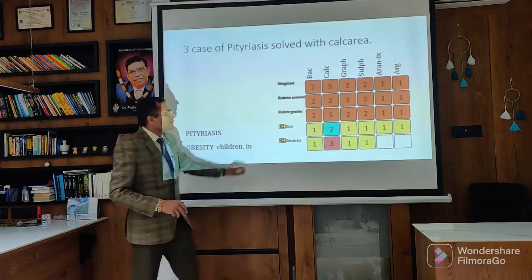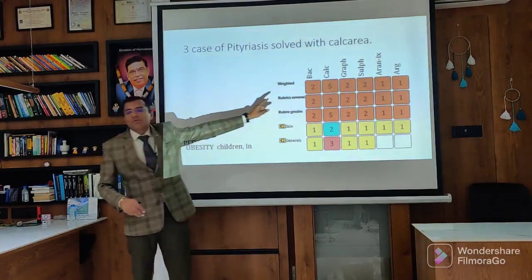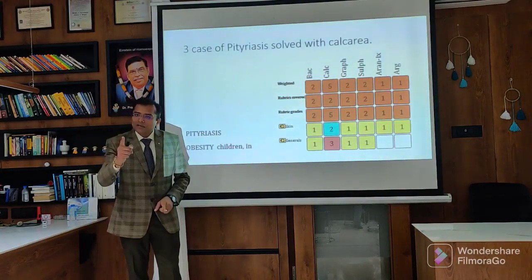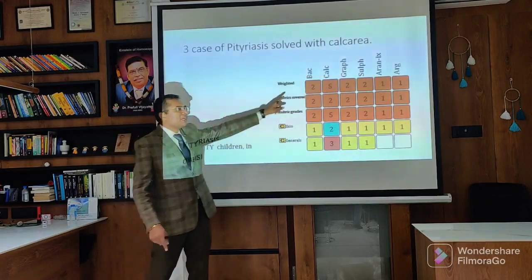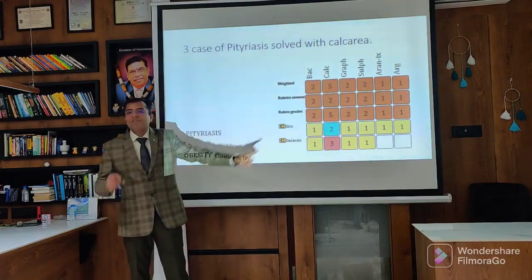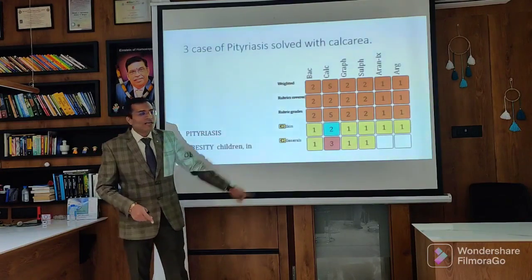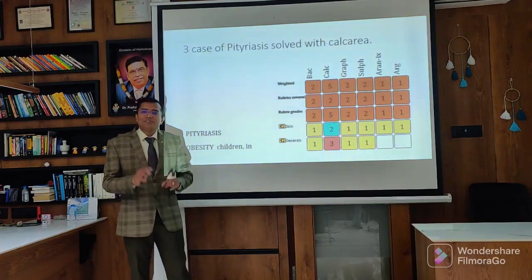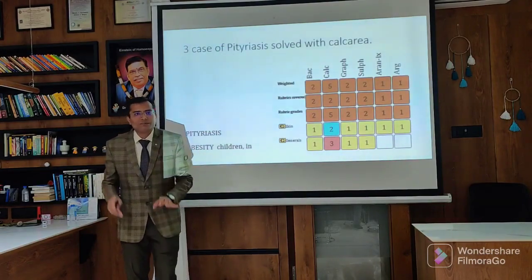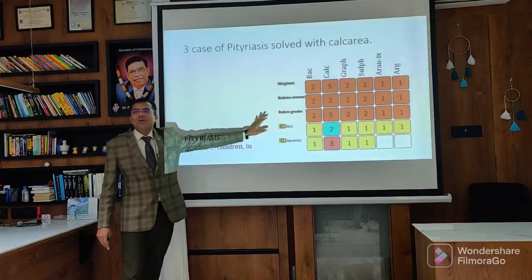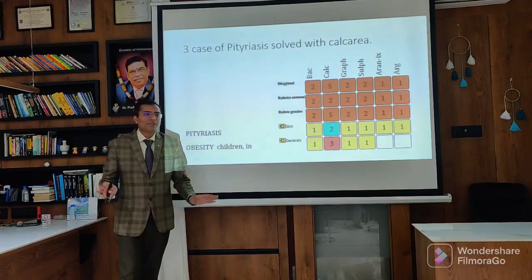Again, ask the parents. When you scold the child, does the child laugh? If the child is scolded and laughs, prescribe graphitis. Laugh on reprimand. And if, when scolded, the child cries, very delicate, then you prescribe calcarea. This is my clinical experience. When you find pityriasis and obesity as a concomitant along with this disposition, just prescribe this.